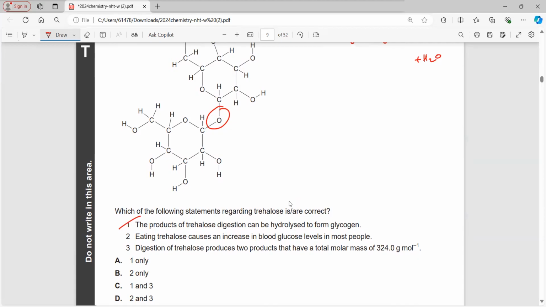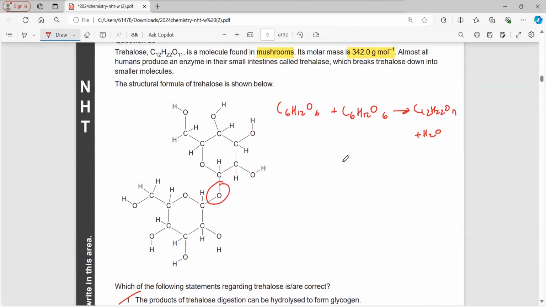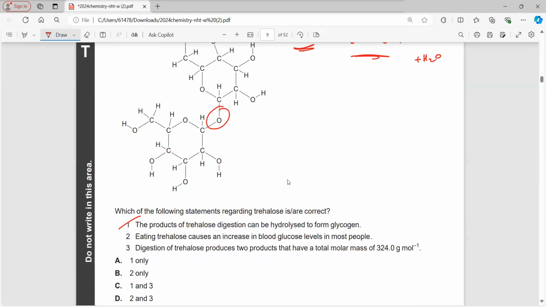Eating trehalose causes an increase in blood glucose levels in most people. I could say that is somewhat correct. Because as I said, this is a condensation reaction, but the reverse is also true, in which there's a hydrolysis equation, and two glucose molecules are being formed. So it's likely that it increases blood glucose levels.